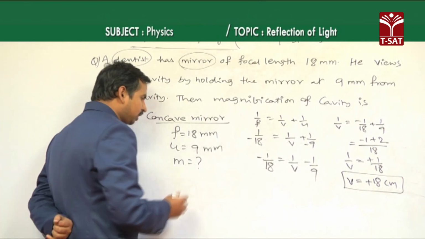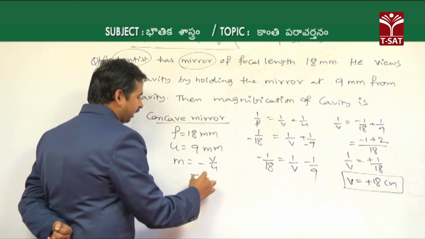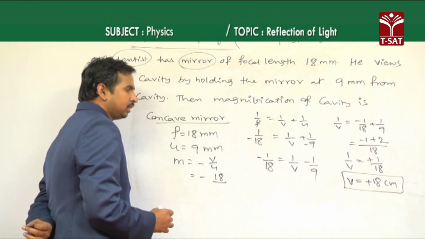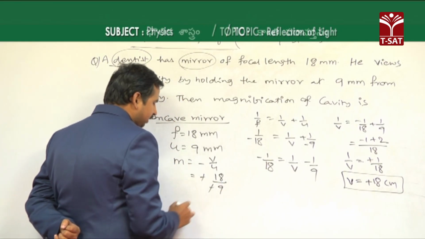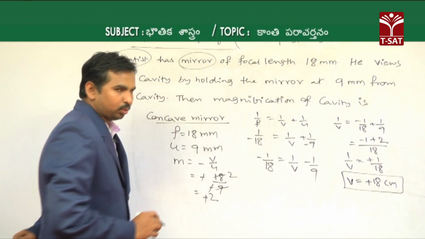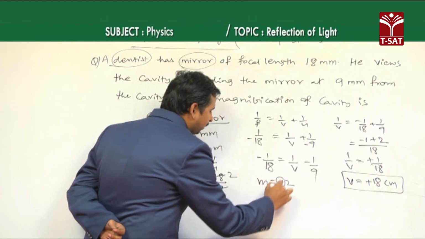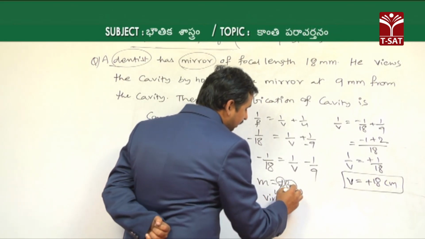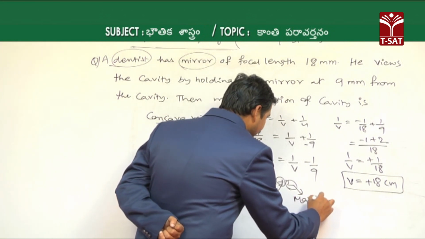And what we need is the magnification here. To get that magnification, we know that m is equal to minus v by u, that is minus of image distance, plus 18, over object distance, minus 9 mm. That minus minus gets cancelled, and 9 ones and 9 twos get cancelled. Here we are getting plus 2. Remember, if we are getting m value as plus 2, this plus represents a virtual image, and 2 represents more than 1, that is why it is magnified.